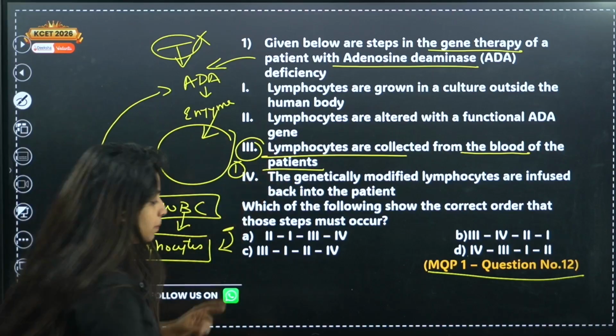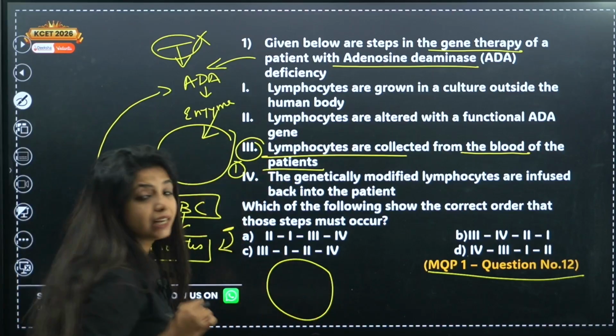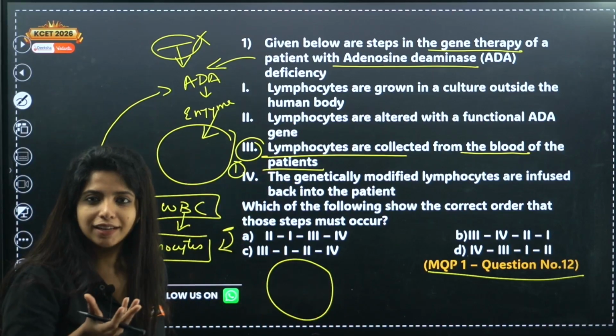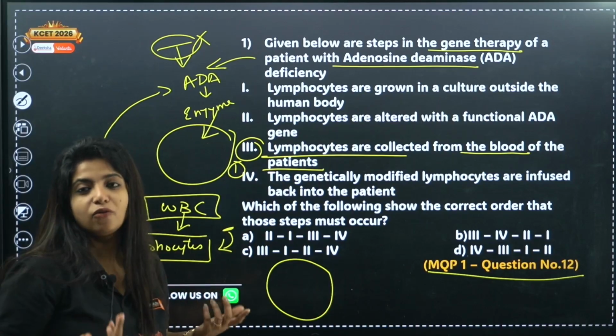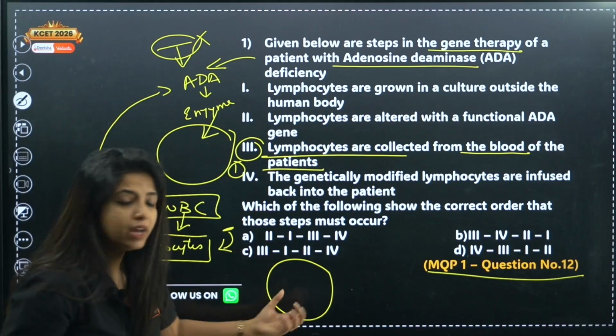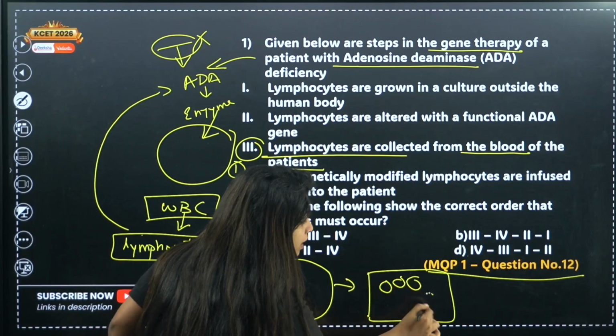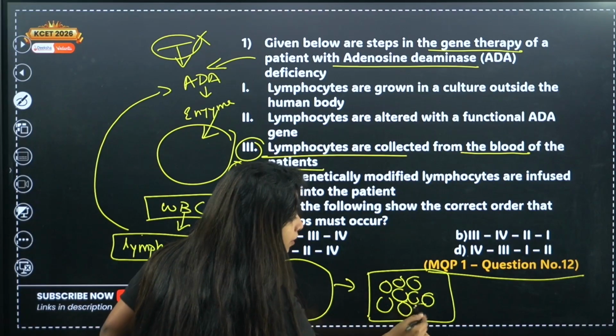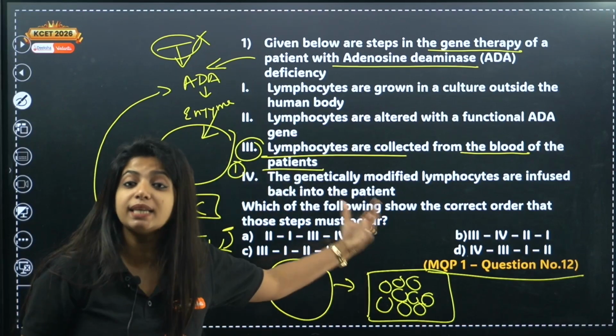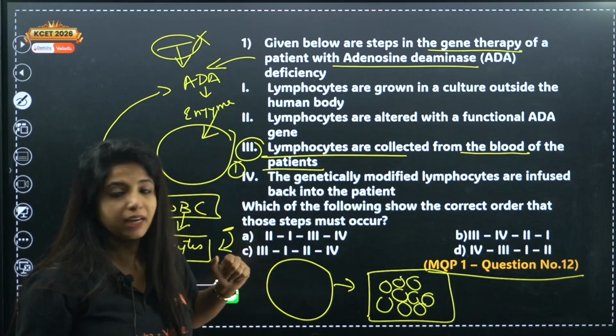And now what? Basically, the lymphocytes now I have collected over here. There might be very few. I cannot collect all of it, otherwise how will I survive? So basically, I take only few, and then what do I do? I culture them in the laboratory conditions such that they increase in number. So that will be the second thing that I can probably do.